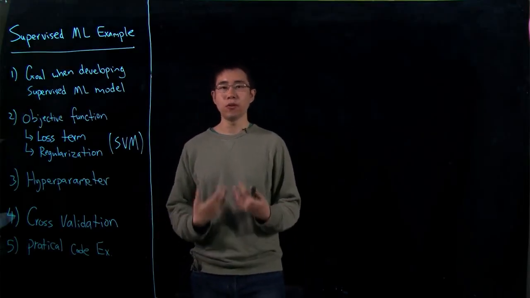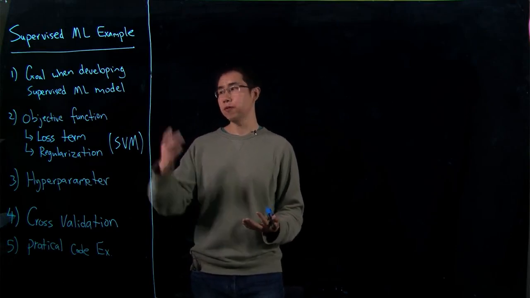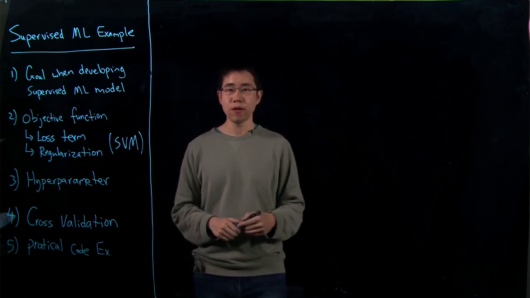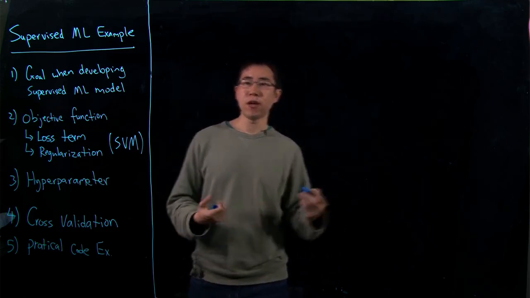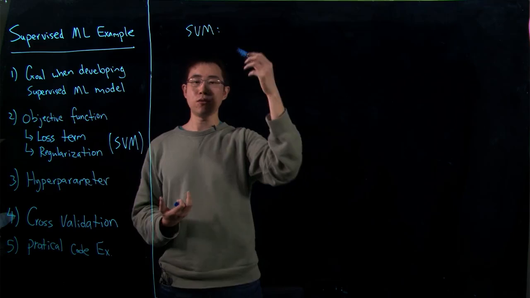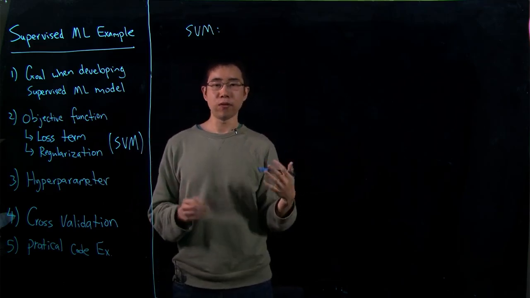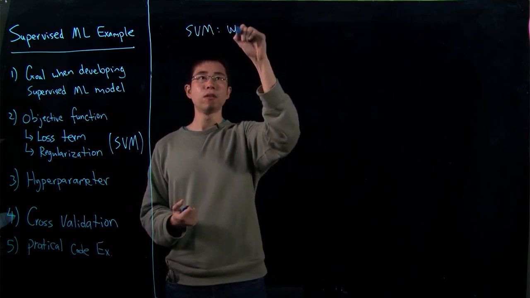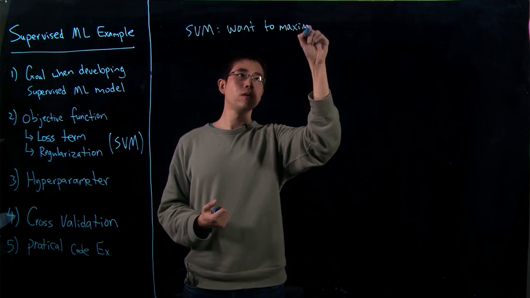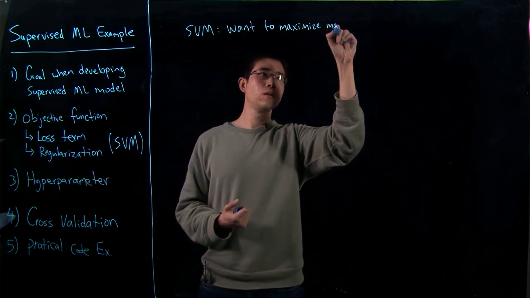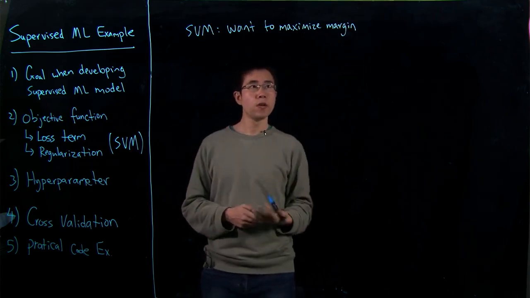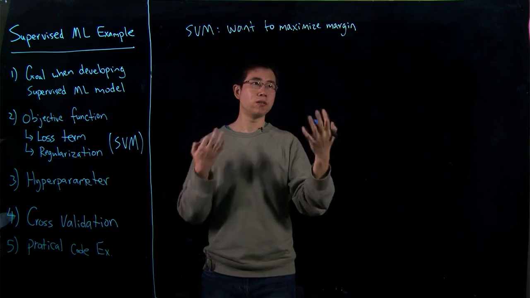So let's look at what the loss and regularization term of the objective function look like for the support vector machine. In lecture, we've seen that the goal of the support vector machine, or SVM, is to maximize the margin of the decision boundary. Now, what is this margin?